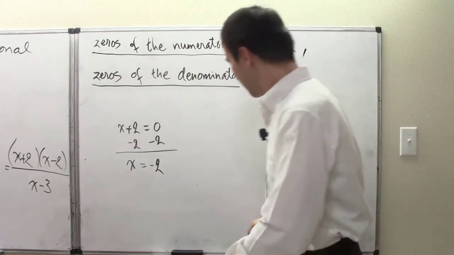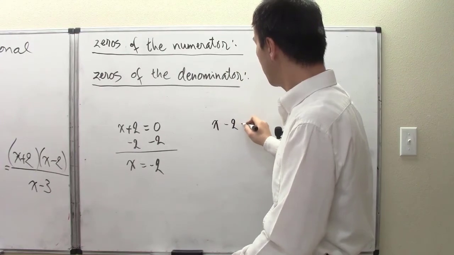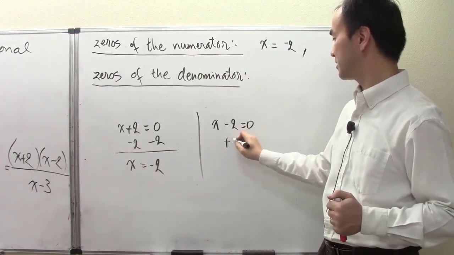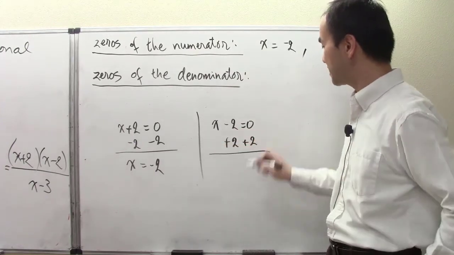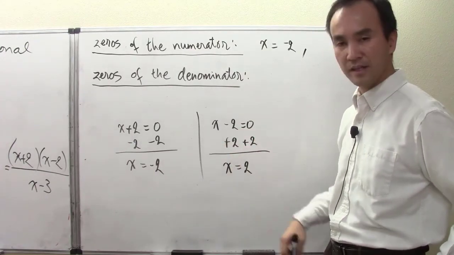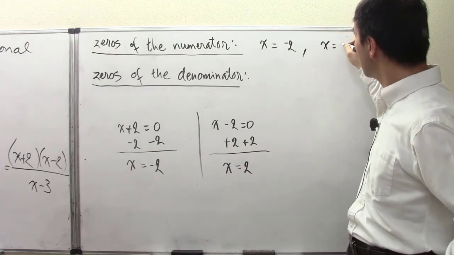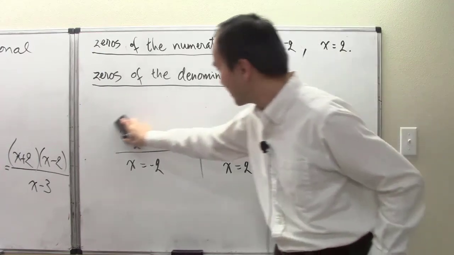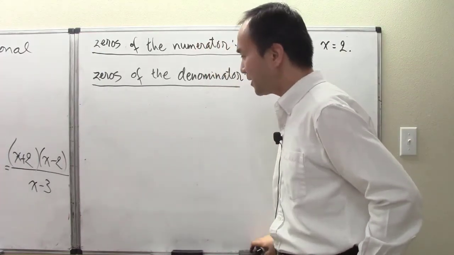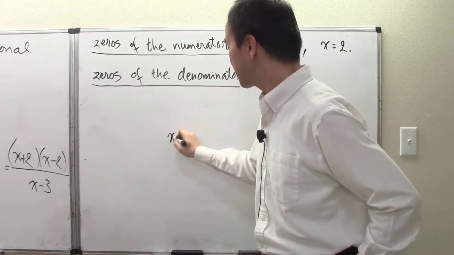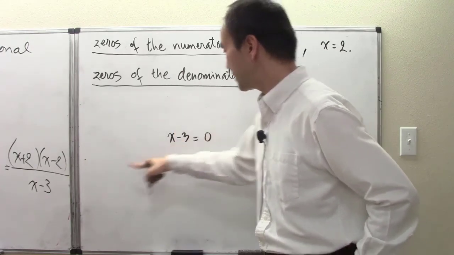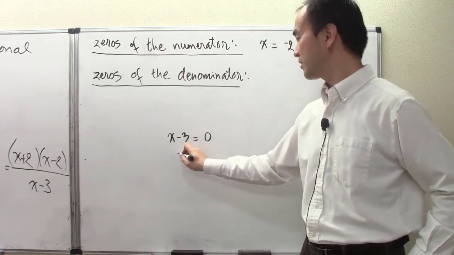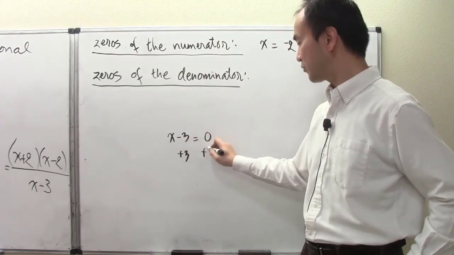And then the next one, x minus 2 equals 0. That next factor right here, I'm going to set that equal to 0. Adding 2 to both sides will solve my x value. So x equals positive 2. So I have found another zero in my numerator. All right. And now I'm moving on to my denominator. Okay. So x minus 3 is the distinct factor and the only factor I found in the denominator. So I'm going to set that equal to 0, and add 3 to both sides.